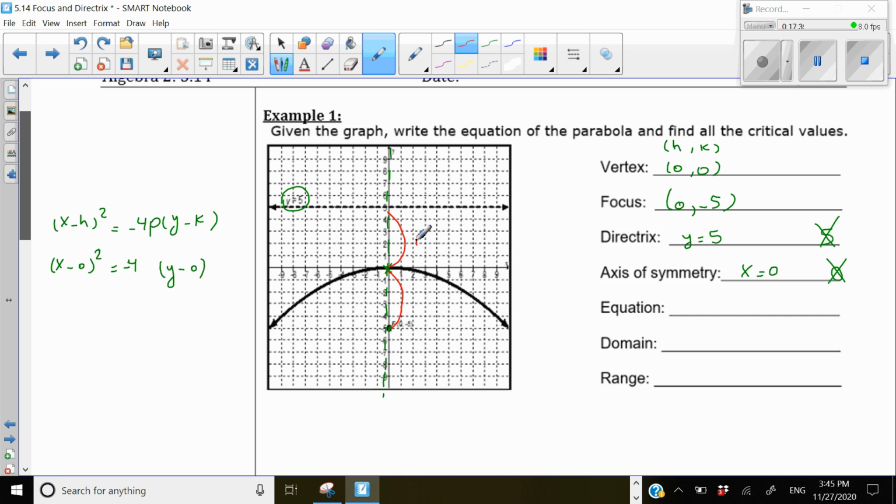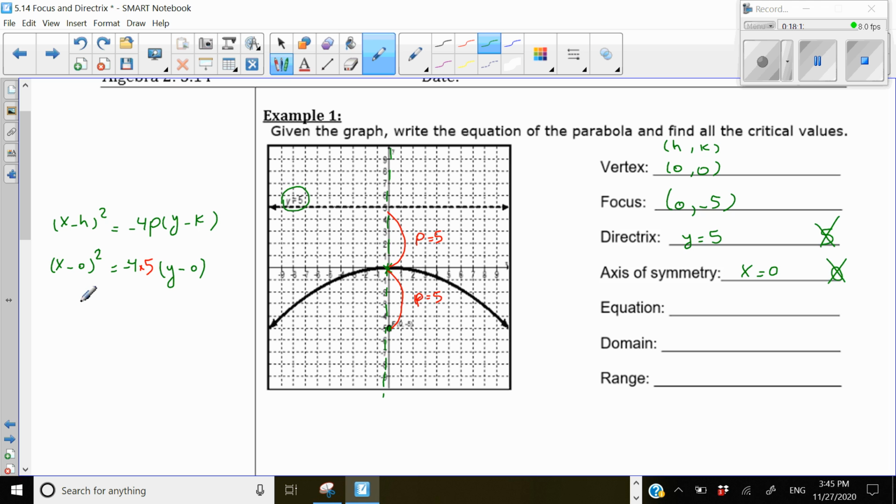So p-value is 5. Notice that I'm ignoring the direction because I just need the distance. So when you want the distance, you're just gonna ignore the direction. I don't care if this is going downward to the negative side. I'm just gonna take the value of the distance. So it's just 5 times 5. Now let's just start simplifying.